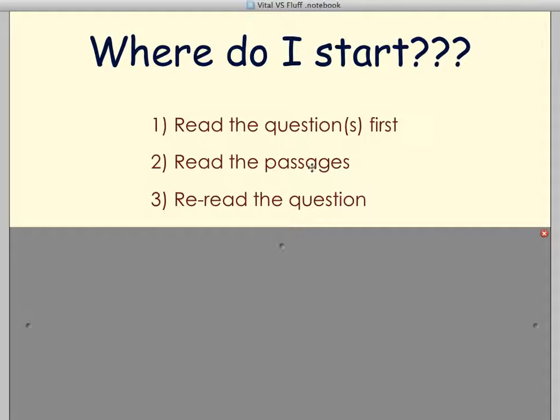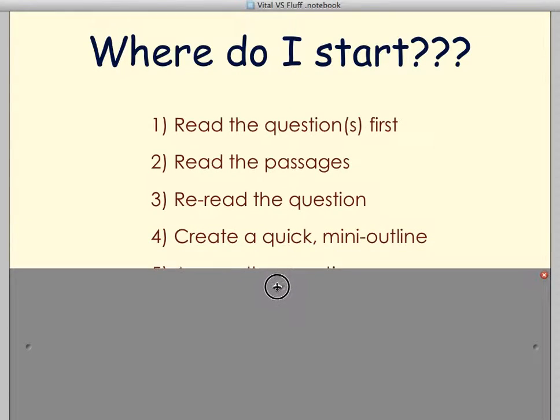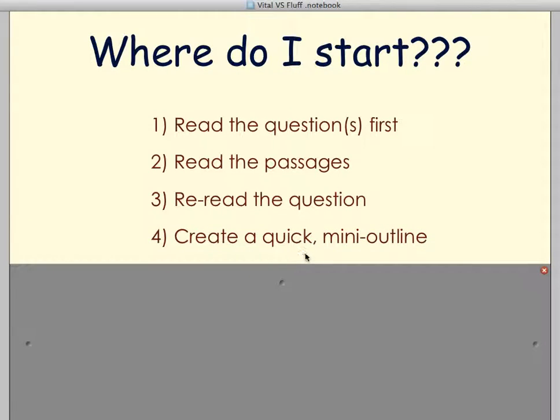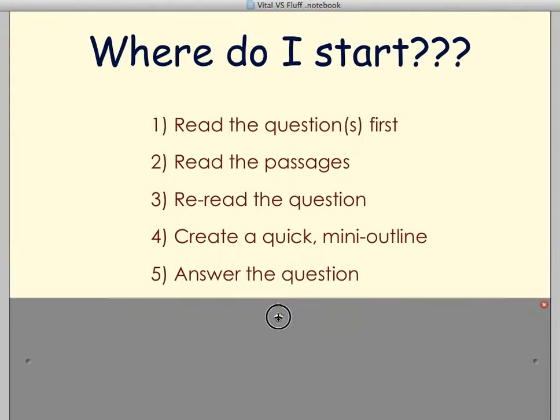Okay, you've just read 2 or 3 different passages, some of them may be long, and now I want you to go back and to reread the question. What am I looking for one more time? This will help us for number 4 when you're going to make a quick mini outline. What information can I get down on this paper or what you're going to type in your computer for Park right away, which will help me with number 5, which is to answer the question.